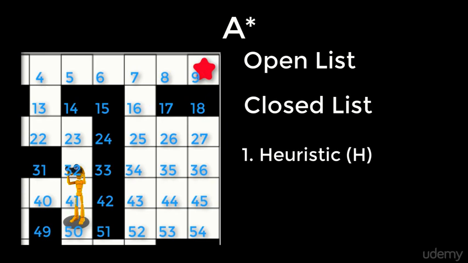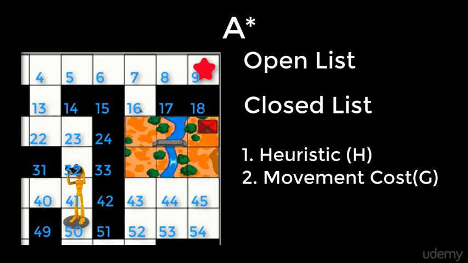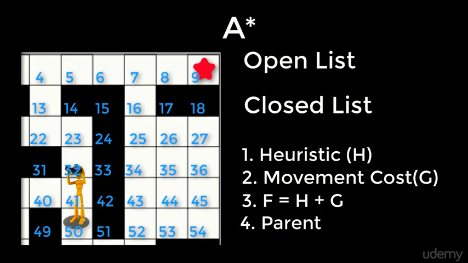The second value is movement cost, represented by a g. This value is essentially the utility in moving to the node from another node. This could be based on the actual distance from one node to another, or the cost of traversing a terrain type, like the tile example we looked at with the bridge. We then store a calculation that adds together the h and g values and call that f, and store the node's parent, which is the closest node along the path.